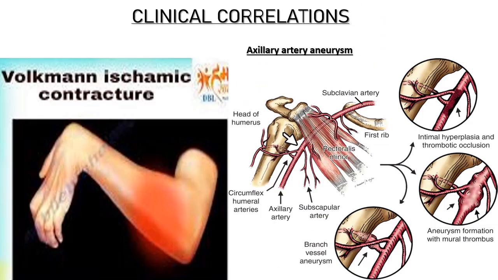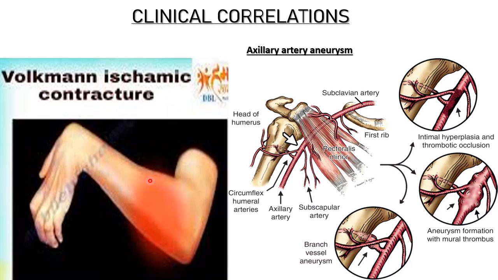Okay, so now let's talk about some clinical correlations of the blood supply to the upper limb. The first one is known as Volkmann ischemic contracture. This occurs whenever there is an occlusion in the arteries of the forearm, which can be the ulnar or radial artery. When there is an occlusion, it will lead to loss of blood supply, a term we call ischemia.